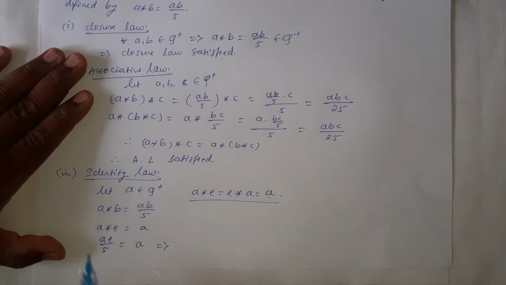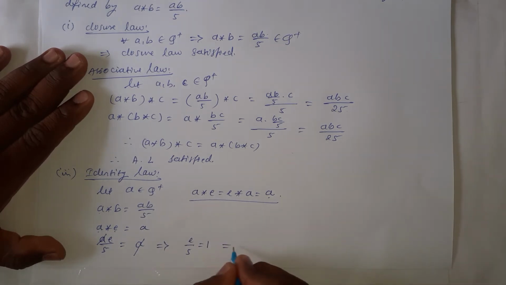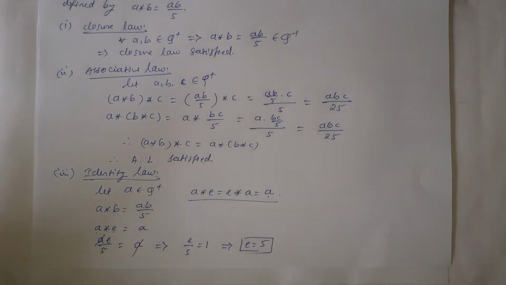Then we can cancel out the element A on both sides, and we are left with E divided by 5 is equal to 1. Hence, E is equal to 5. That 5 is the identity element for this given binary operation, that is A star B is equal to AB divided by 5. Then we are remaining with only the last law, that is the inverse law. Let us satisfy that inverse law.